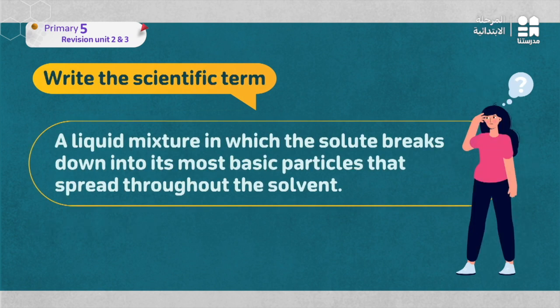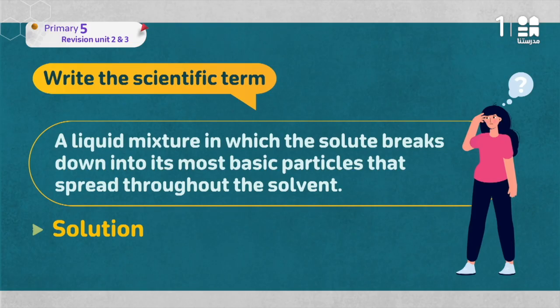Now, write the scientific term. We have a sentence and we want to describe what it is. A liquid mixture in which the solute breaks down into its most basic particles that spread throughout the solvent. We had a special type of mixture with solute and solvent in which the solute dissolves in the solvent, and what did it form? It forms a solution. So a liquid mixture in which the solute breaks down into its most basic particles that spread throughout the solvent is the solution.